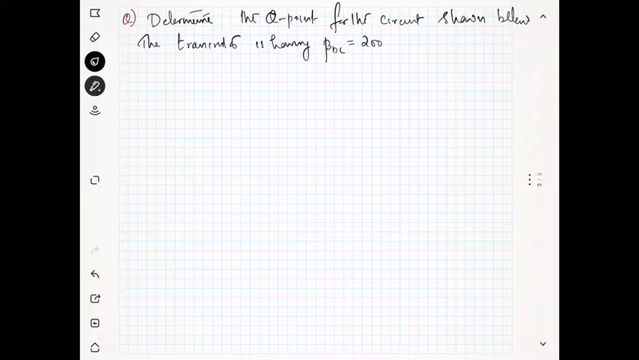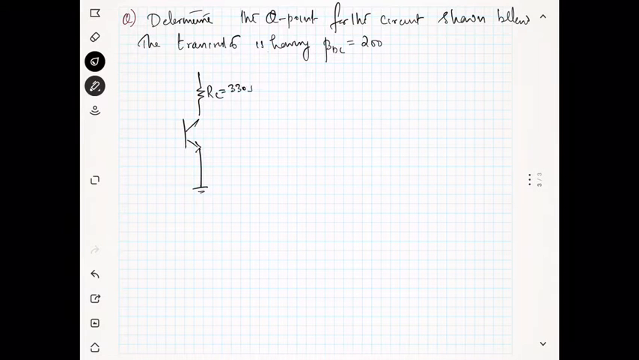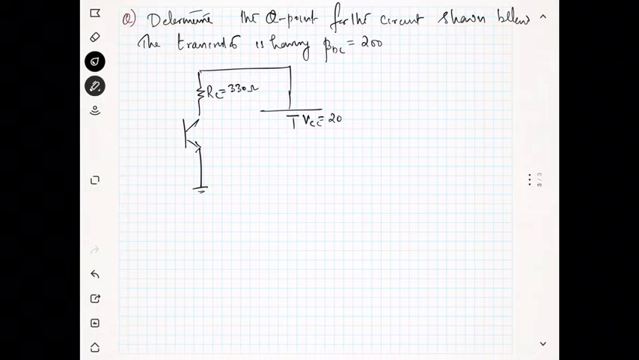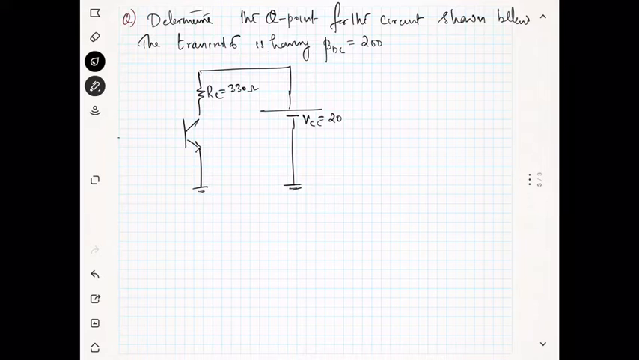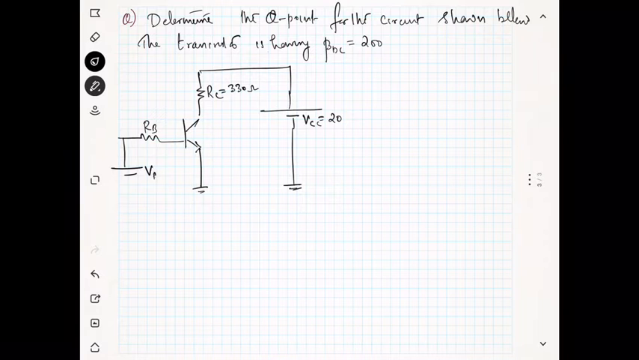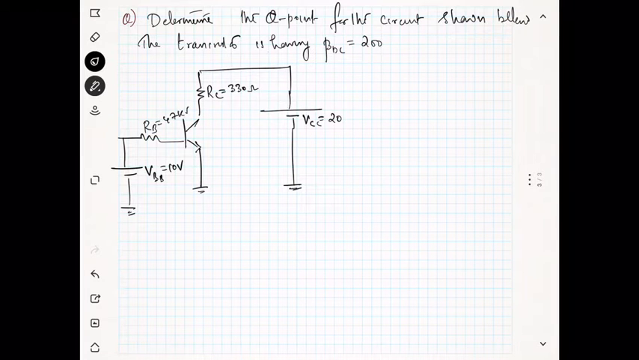Okay, now the transistor circuit is given, which is having some RC. The value of RC is 330 ohm, and there is a power supply VCC, which is equal to 20 volt. And this is RB, and we have VBB, which is given as 10 volt, and RB is also given, it is 47 kilo ohm.